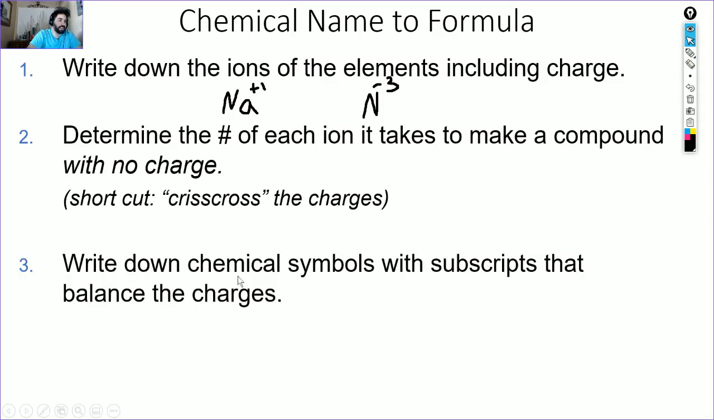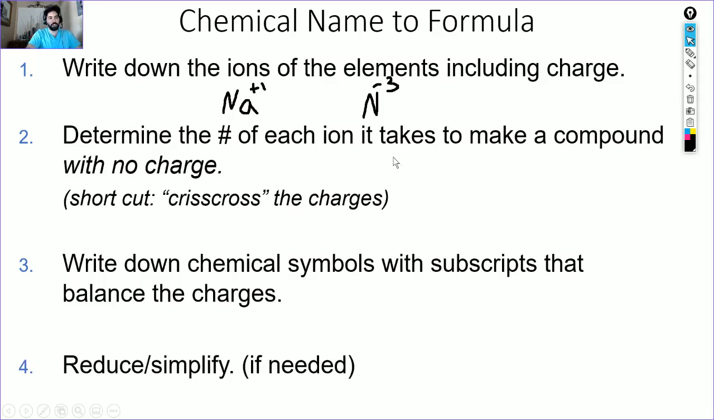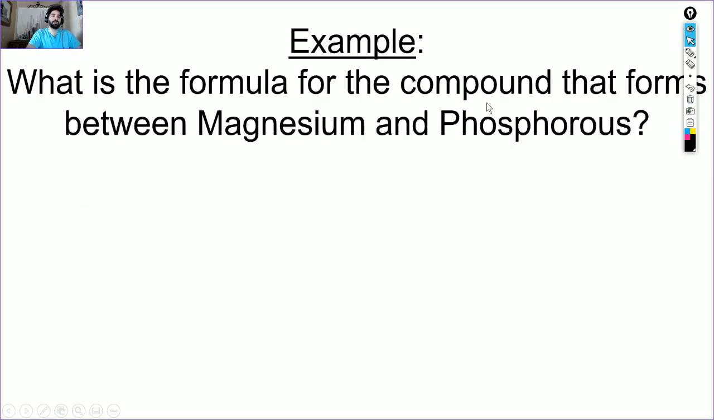And in step 3, you write down the chemical symbols with subscripts that balance the charges. And in step 4, you reduce and you simplify. So let's get into some example problems. That way we can get through this material quicker.